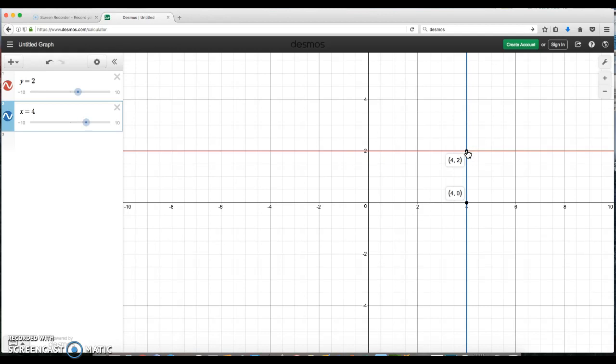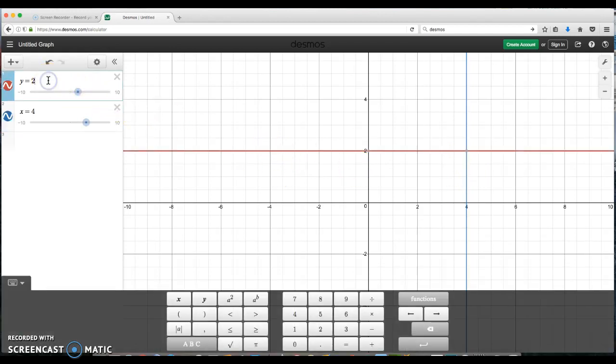This is great for me because I'm someone who always gets the x's and y's mixed up. To see that x is 4 and y is 2, I can see very simply and easily that the x is first and the y is second. This is very helpful later when you get into the equations. So those are simple equations.